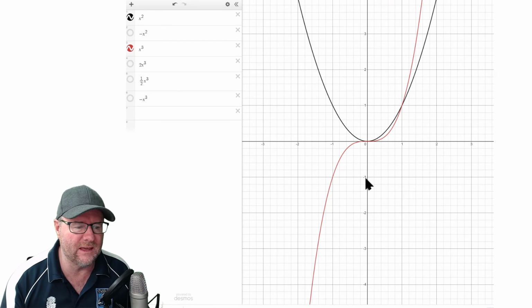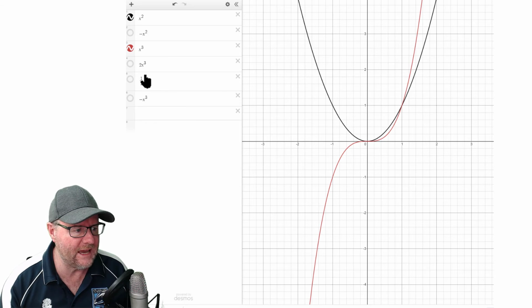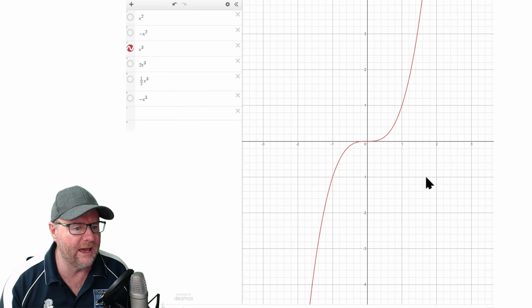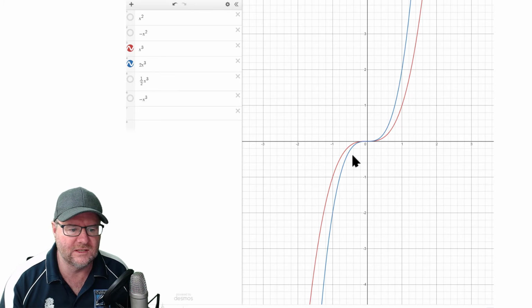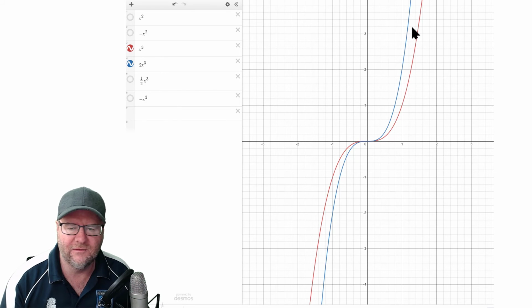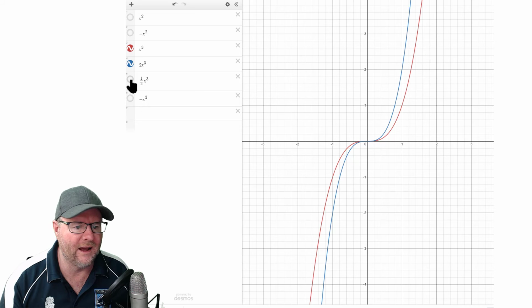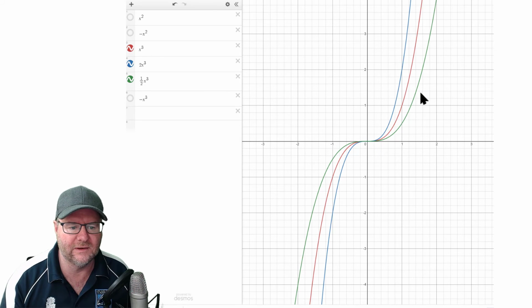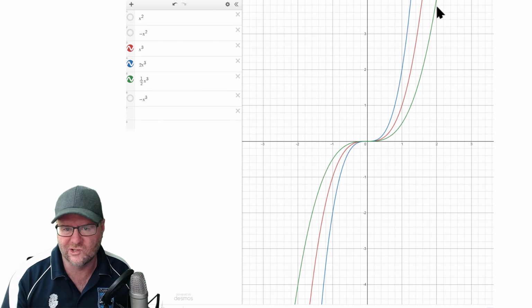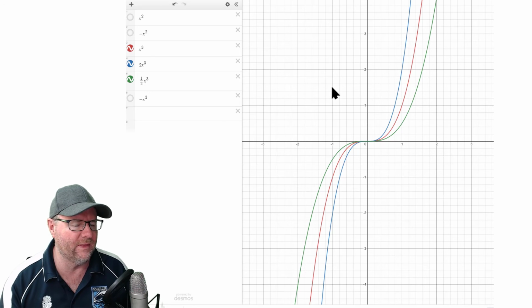So they can vary, they can get steeper. So let's get rid of our parabola, and instead of x cubed, let's add 2x cubed. And you'll see that it gets steeper faster. And what about half x cubed? Okay, this one, half x cubed, gets steeper slower. Okay, so that's one way that they can vary.